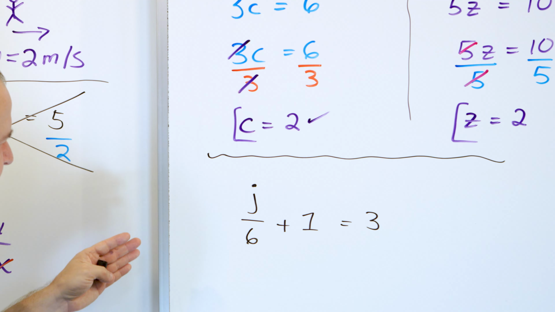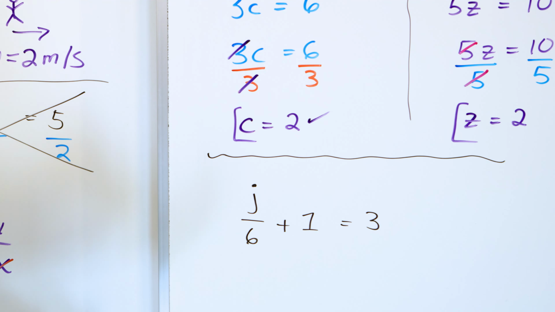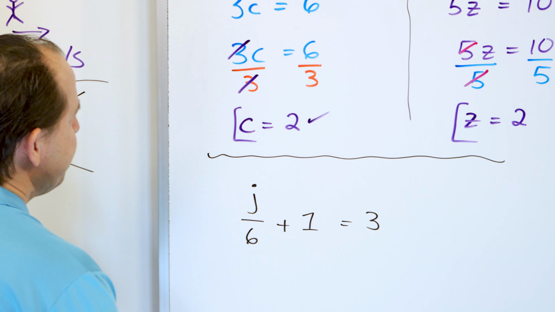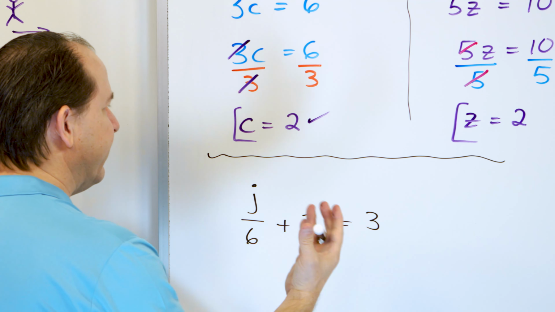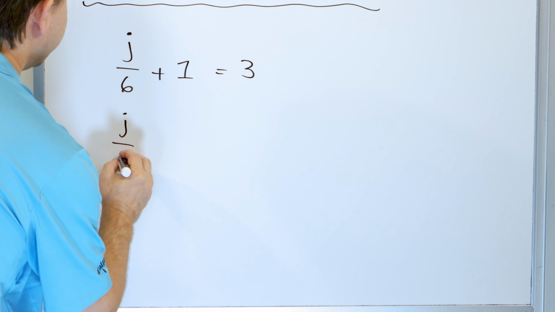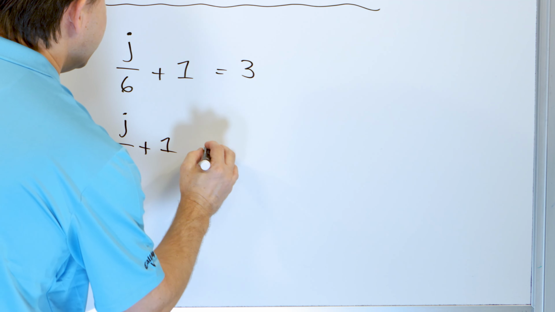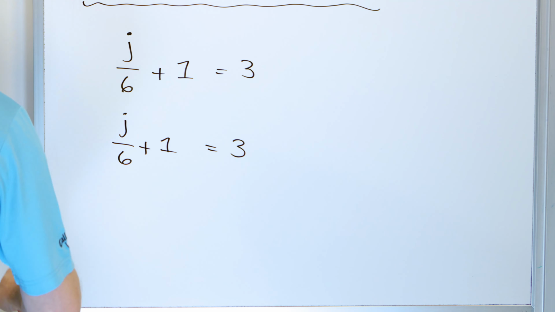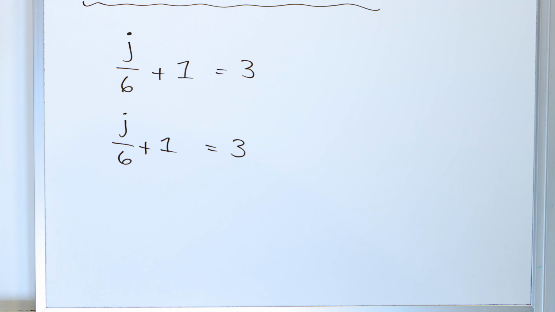It's hard to look at this and see what you have to use for the value of J. And as we get more complex, it'll get even more difficult. So let's rewrite it here. J divided by 6 plus 1 is equal to 3. So let's do it the right way, and then I'm going to show you the wrong way to avoid.